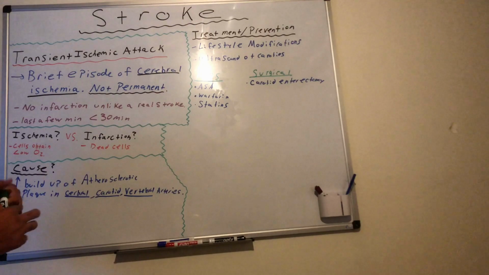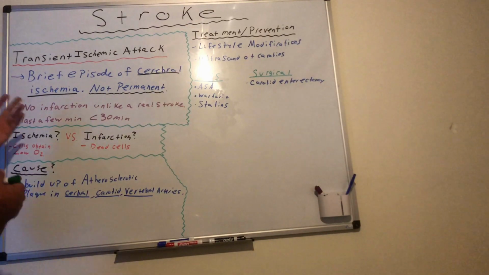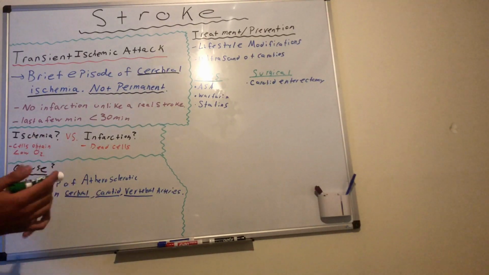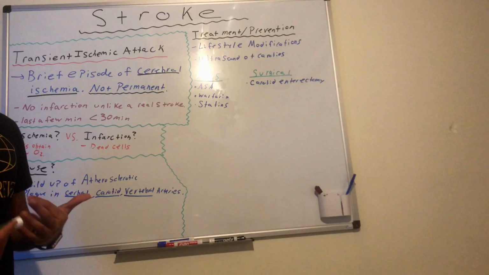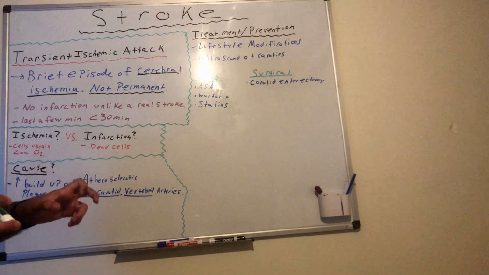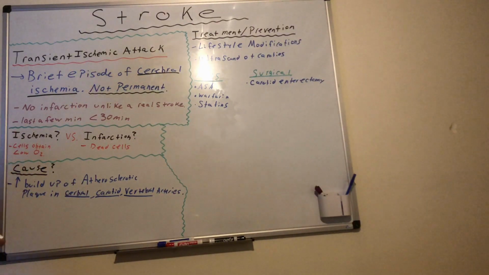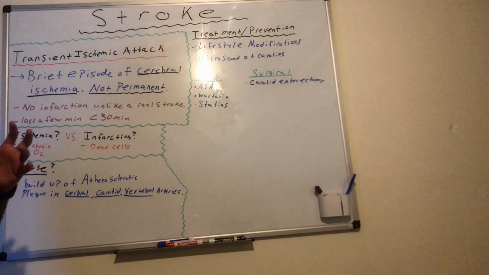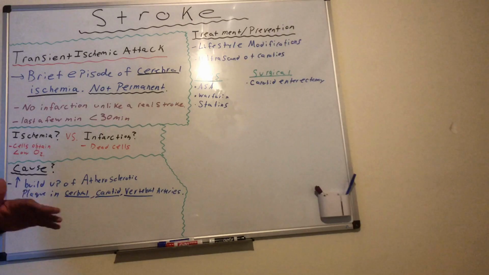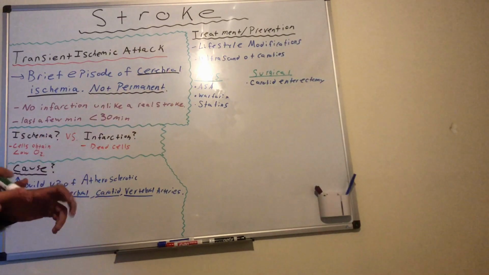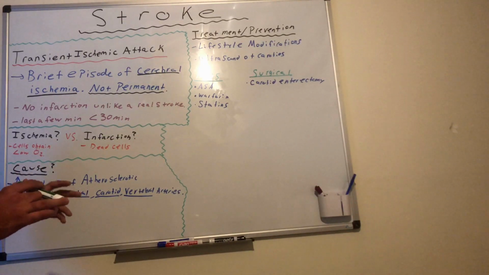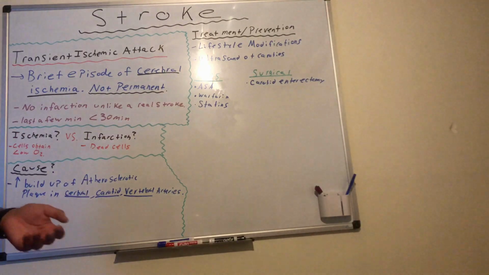The other difference is that it's not considered to be an infarction, unlike a real stroke, and it's going to last a few minutes, less than 30 minutes. But the key thing about it is that it's cerebral ischemia. So what does that mean? Ischemia is when the cells contain a low amount of oxygen but are not completely dead. Infarction is dead cells. There's no oxygen being sent to that area of the brain, therefore it has died.